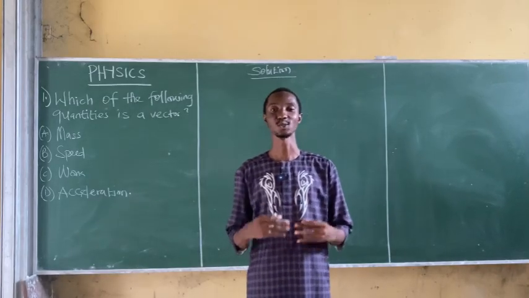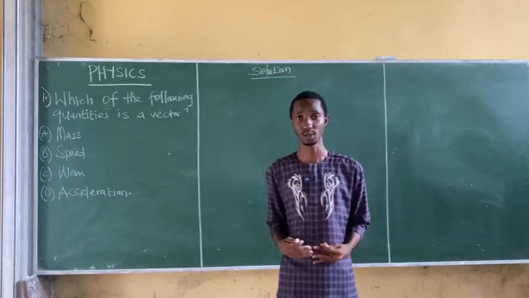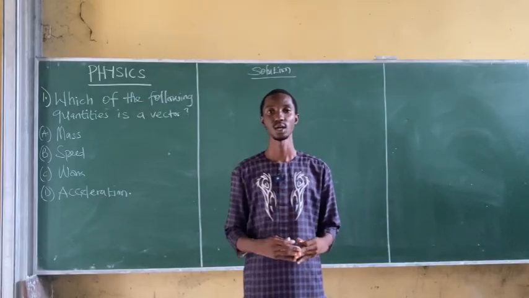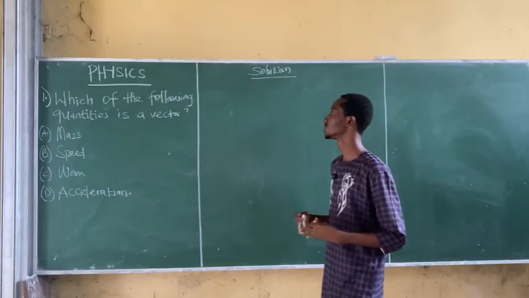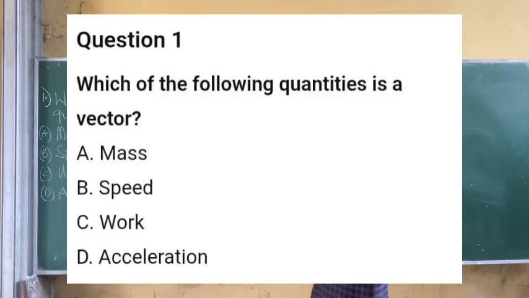In today's class, we'll be solving over 10 most repeated post-UTME questions on physics. The first question we have says, which of the following quantities is a vector? Option A, we have mass, B, we have speed, C, we have work, and D, acceleration.